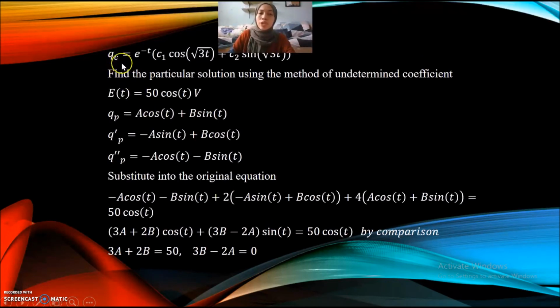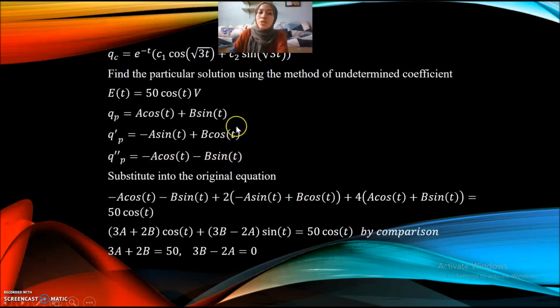So the equation for Qc is like this. You have the exponential factor, the cosine part and the sine part. We have to find the particular solution using the method of undetermined coefficients. The impressed voltage is E(t) equals 50 cos t V, and we take Qp equals A cos t plus B sin t. The derivative of Qp is -A sin t plus B cos t, and the second derivative of Qp is -A cos t minus B sin t.